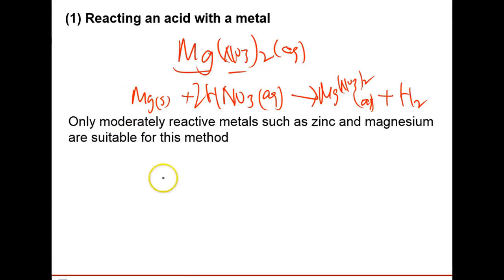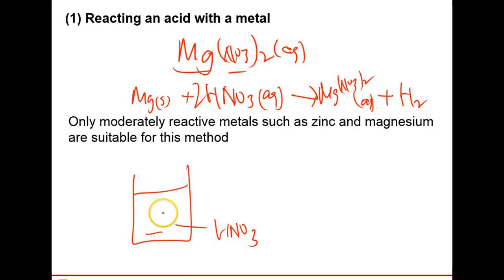So if I add magnesium, so let's say this is the acid here, HNO3. I add one piece in, and it reacts with the acid to give me my magnesium nitrate. So this one disappears. I add one more piece in, it reacts with the acid, and it disappears. So I add, and I add, and I add, and every piece I add, I will see hydrogen gas being evolved in the form of effervescence. I'll see a lot of bubbling.